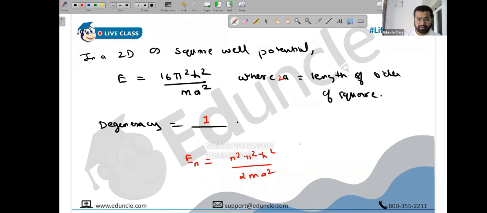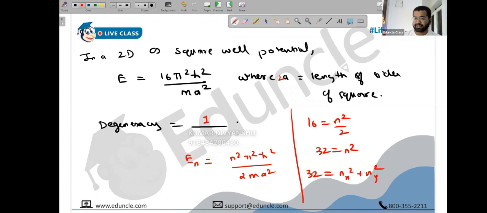So compare, what do we have? 16 is n square by 2. So 32 is n square, which is nx square plus ny square. There is only one combination which gives you this, that is 4 square plus 4 square. No other combination can give you 32. So this is it. Degeneracy is 1, it's non-degenerate.